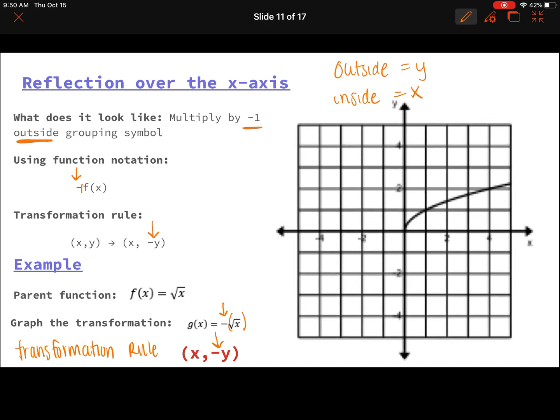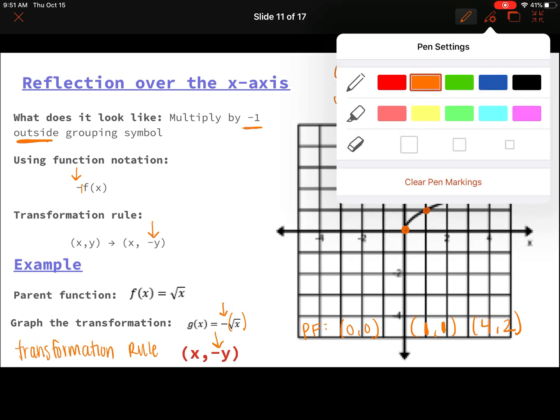Now we're going to graph. Same thing. Choose our points. Super important. Now I'm going to just write it down here. I know I squeezed it. So my parent function points are 0, 0, 1, 1, and 4, 2. I know that could be a little hard to see. I'm sorry about that. I didn't leave enough room for myself.